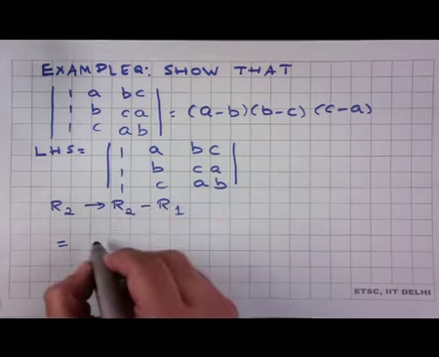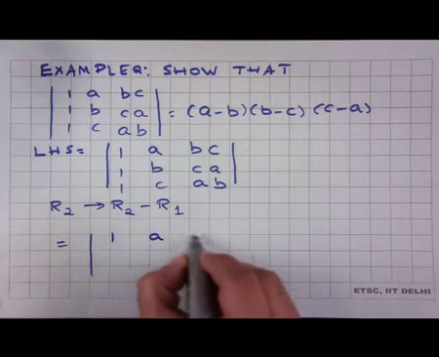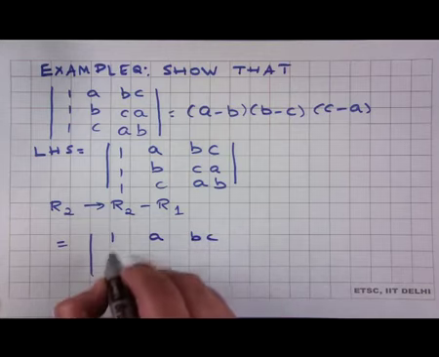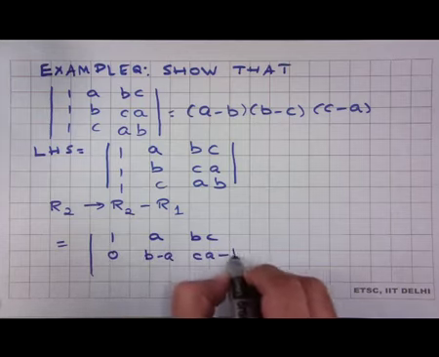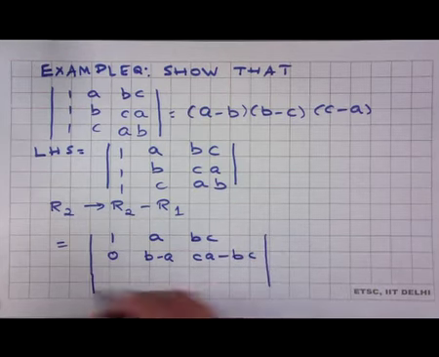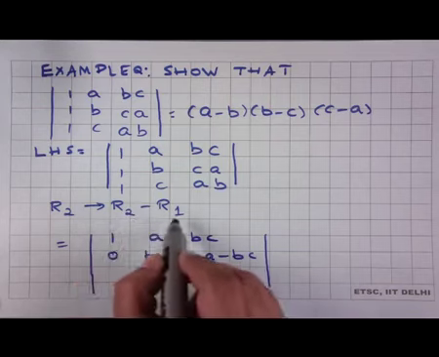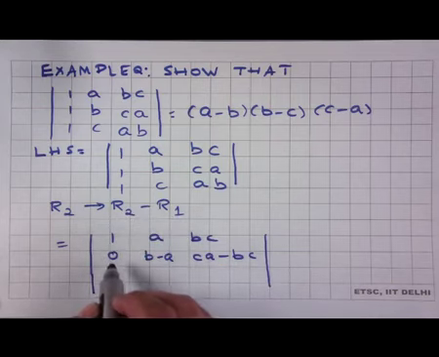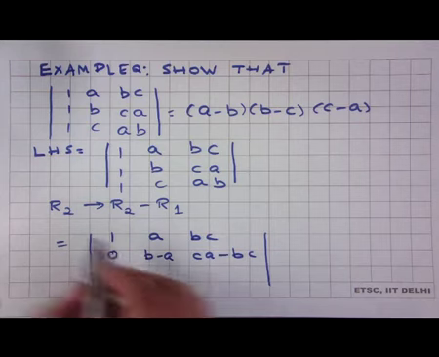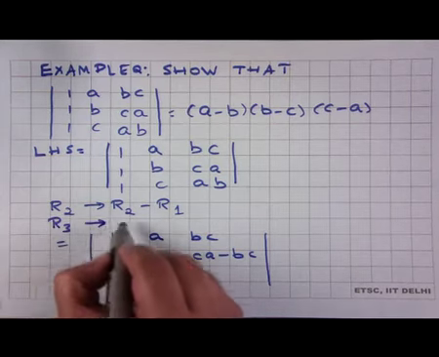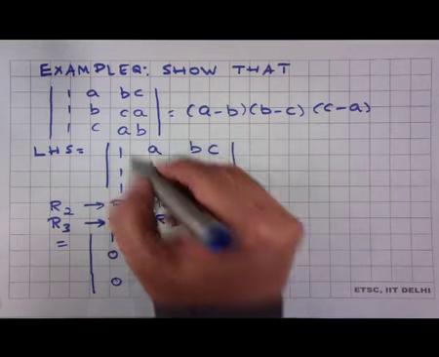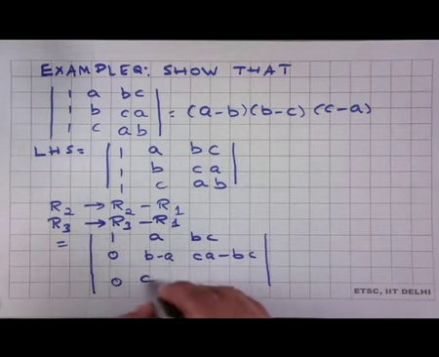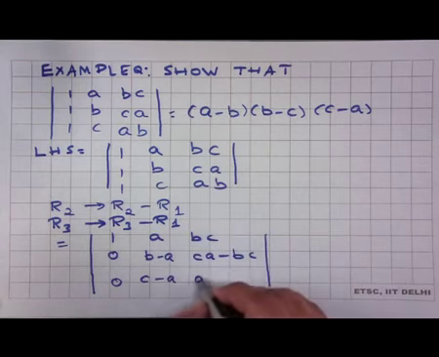So what happens when we do that? We get 1, A, B, C. So the first row is unchanged. The second row becomes 0, B minus A, C minus B... C A minus B C. The advantage of using this property, that doing these kind of operations on the row doesn't change the value of the determinant, is that we have replaced this entry from 1 to 0. Similarly, we could do the same for the third row, R3 goes to R3 minus R1. So we have 1 minus 1, 0, C minus A, C minus A, and AB minus BC, AB minus BC.